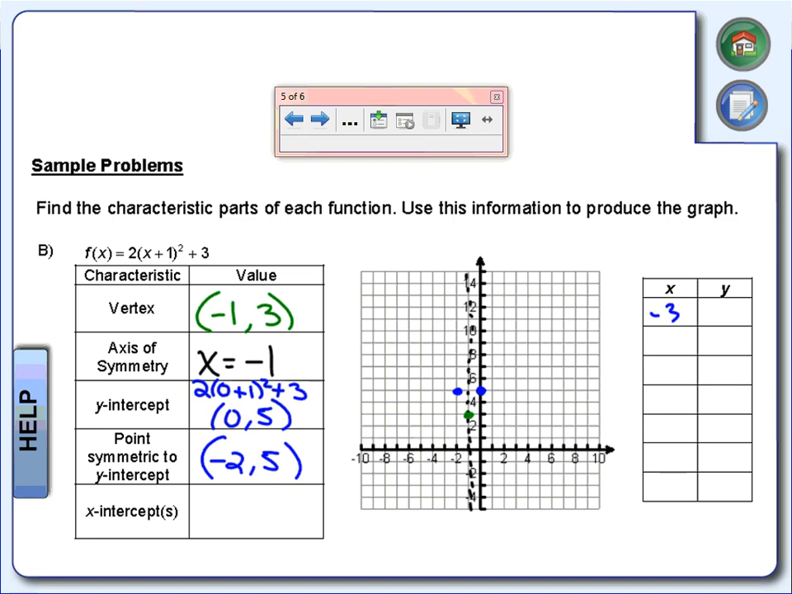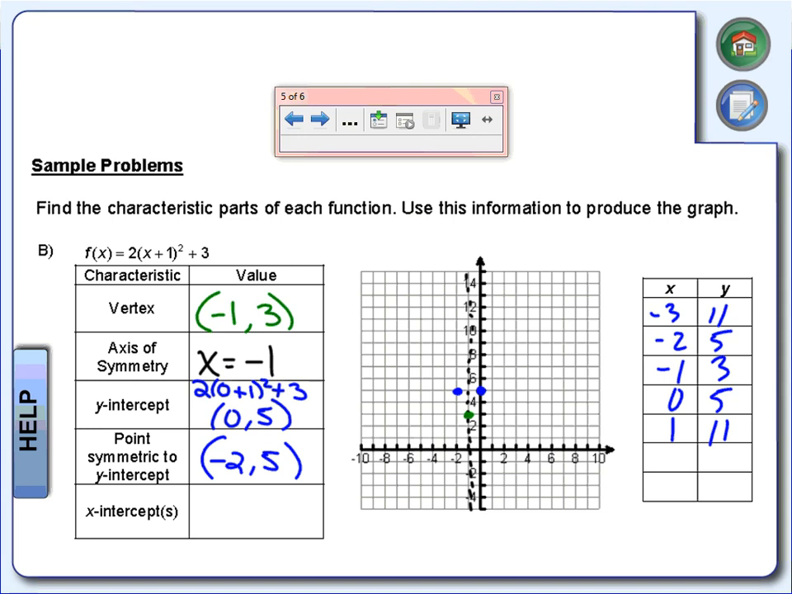Negative 3, 11, that'll fit. What else? Negative 2, 5. Negative 1, 3. 0, 5. 1, 11. Is there anything else that'll fit? I think that's it, right? There are other points, but those are the only ones that actually fit on our graph paper.